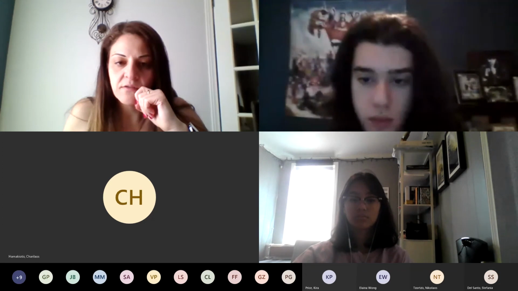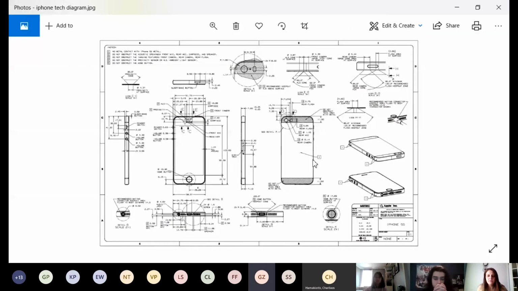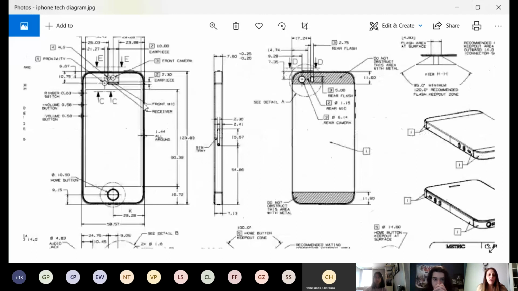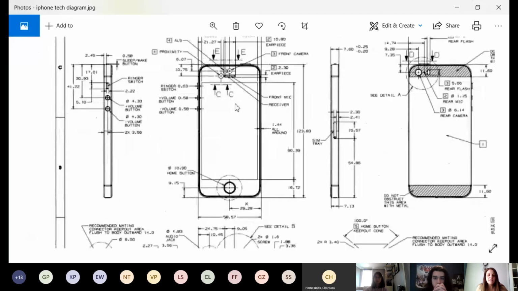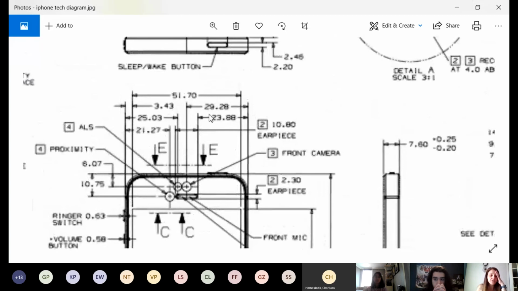Let me just zoom in a little more. Here we go. Yeah, it showed it to us in class. Yes, but it feels like a while ago. Do you remember all of these lines? If you didn't have the lines, it would be really hard to understand where these numbers go. What is that, 51.70? This is from where to where?